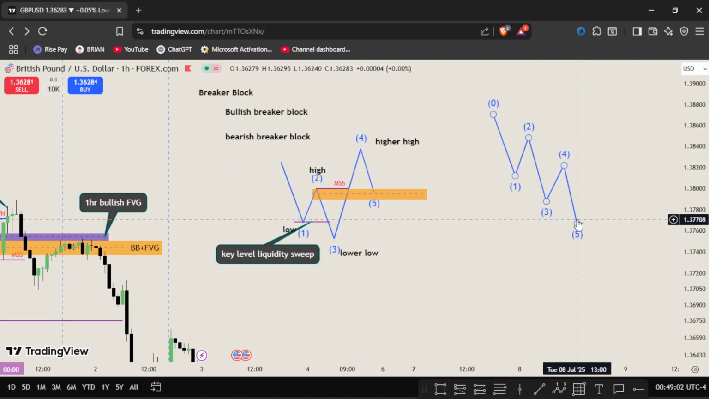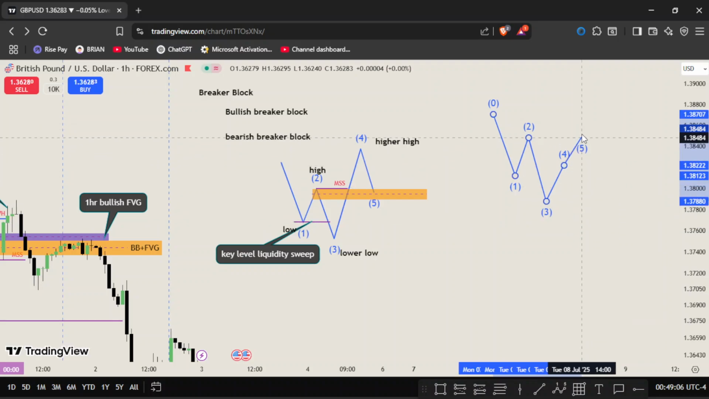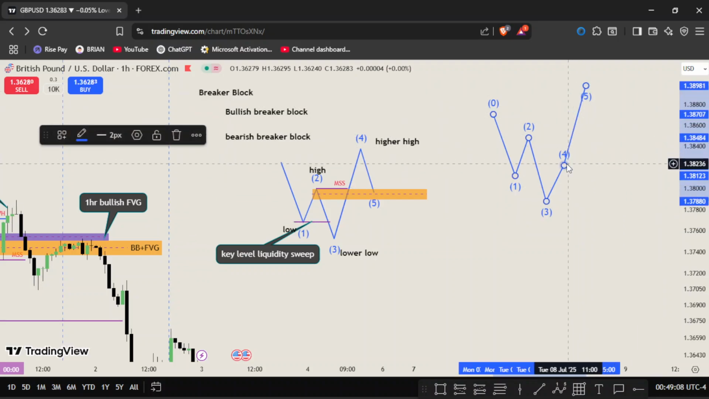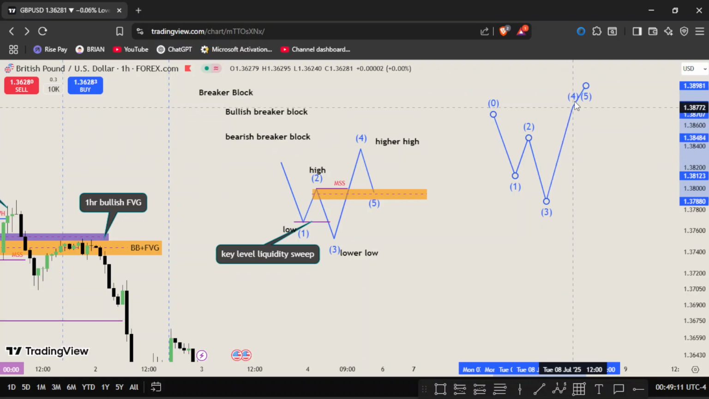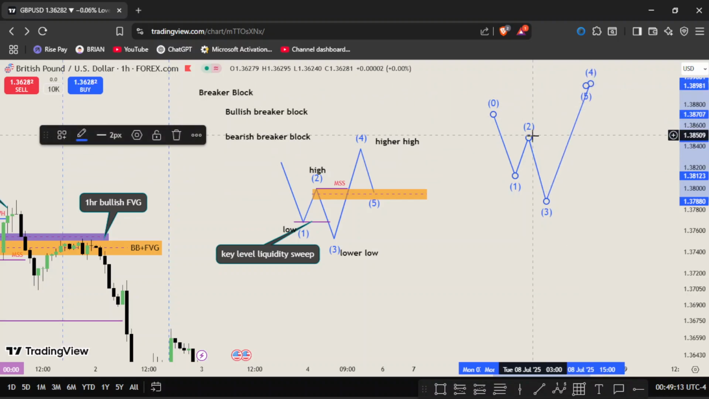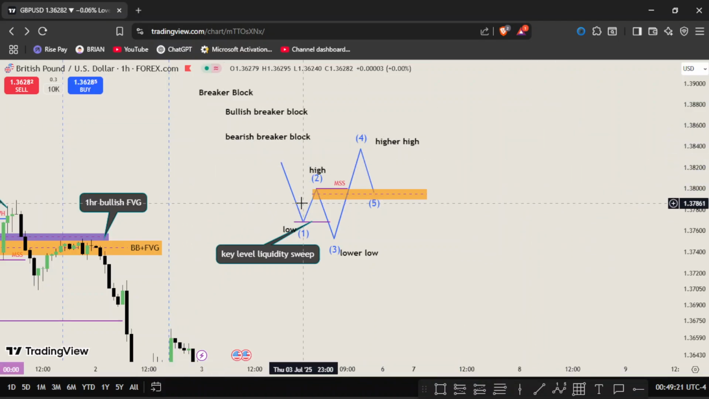So if we broke this high, let's say that is what we broke. Let's say this was a higher low. If you broke this higher low, it just tells you that we have already had a change in market structure shift.